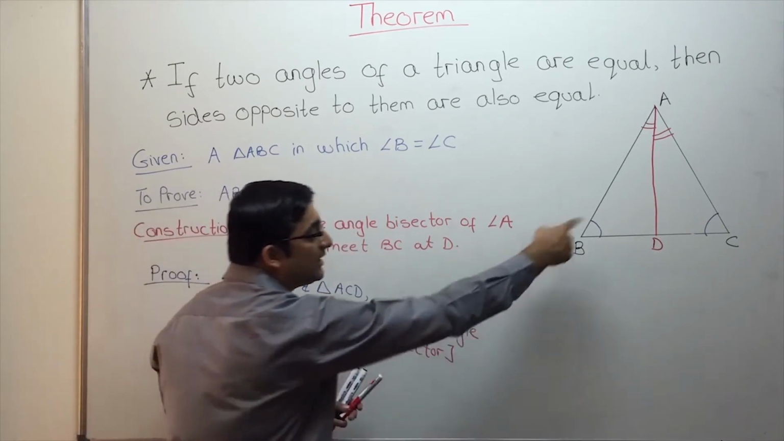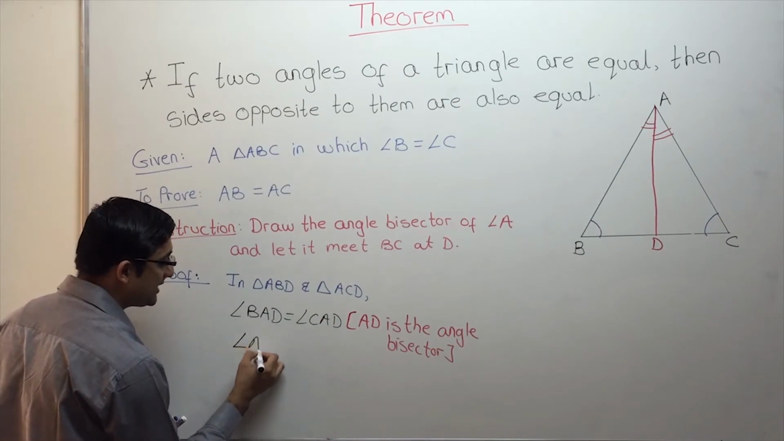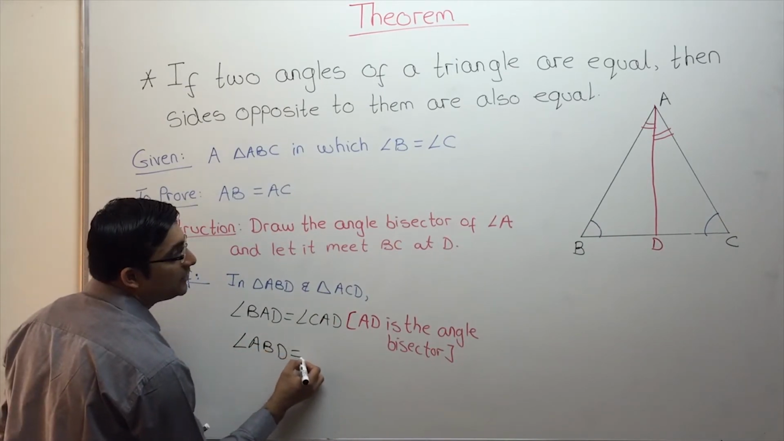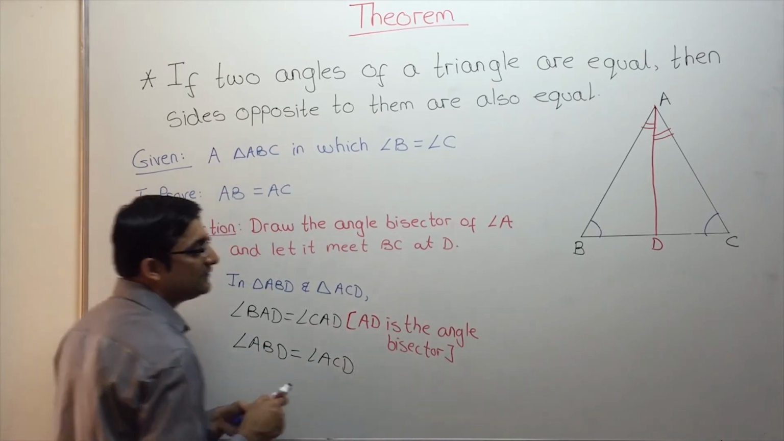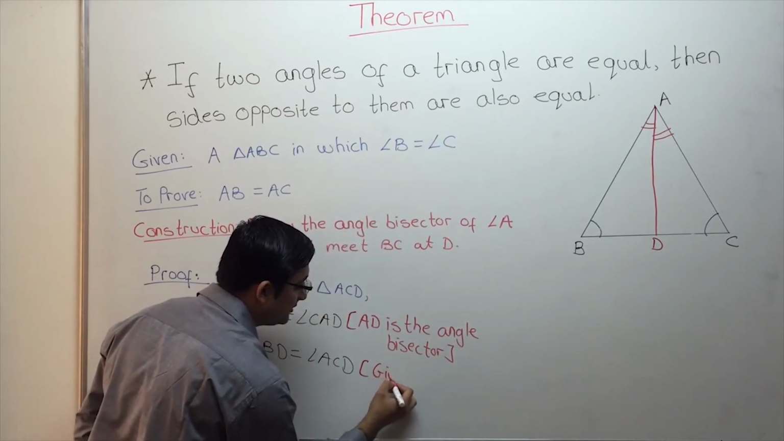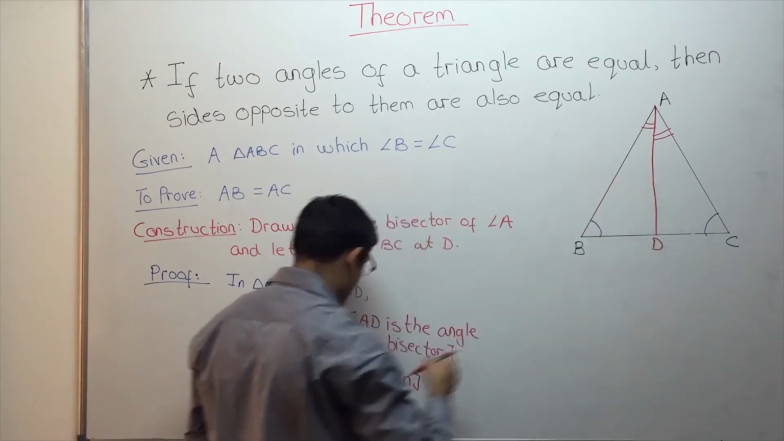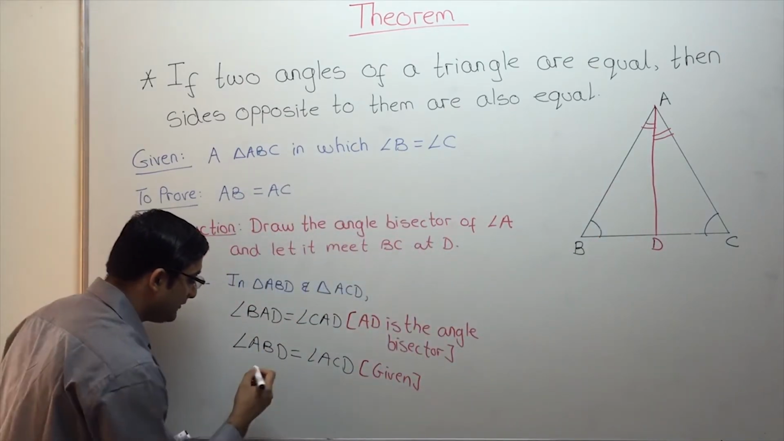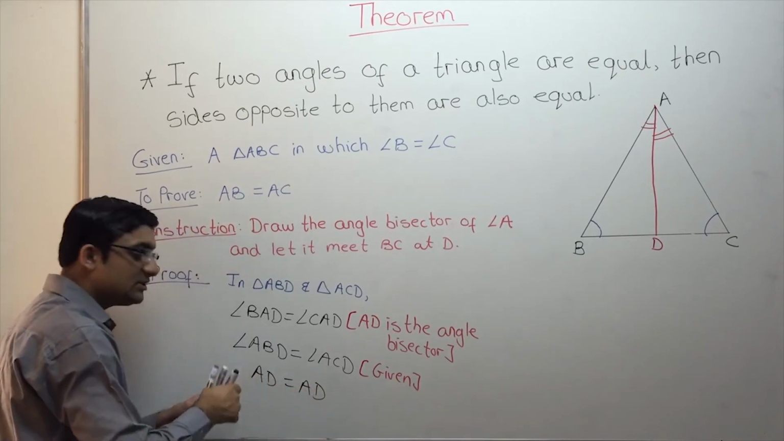Next, angle B is equal to angle C. So mention it over here. That is angle B, or you can say angle ABD is equal to angle C, that is angle ACD. What is the reason? Again given. That is, this angle is equal to this angle. So again, this over here is given. Next, AD over here is a common side. So AD is equal to AD. So I'll write over here, AD is equal to AD. What is the reason? Common side.